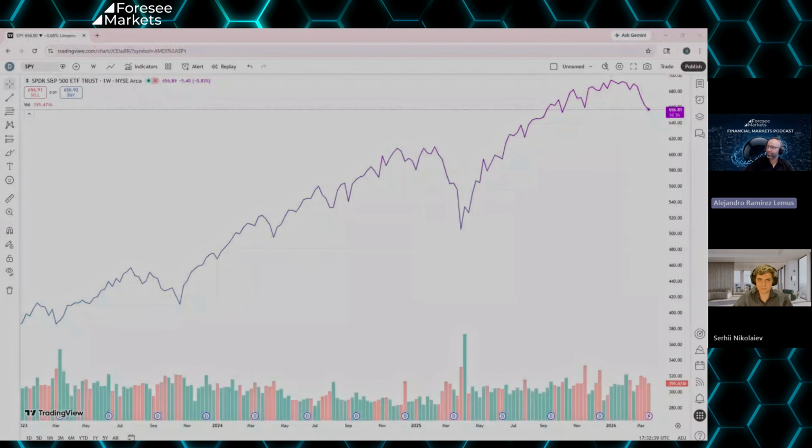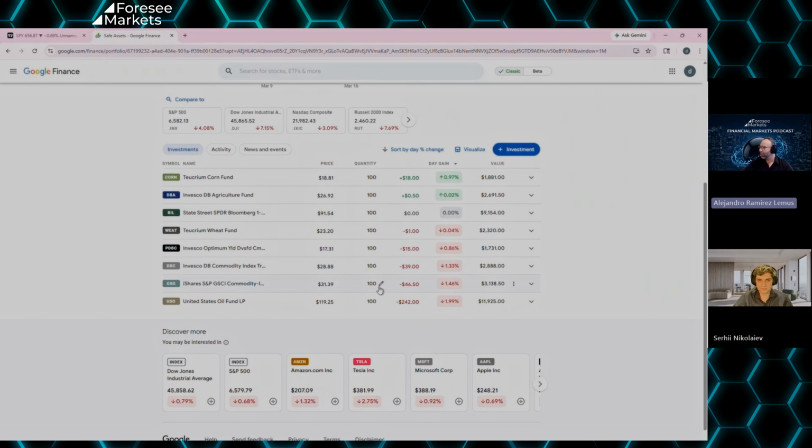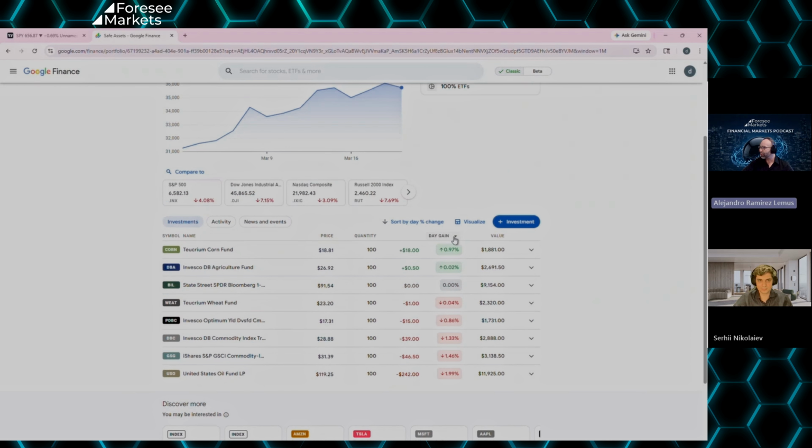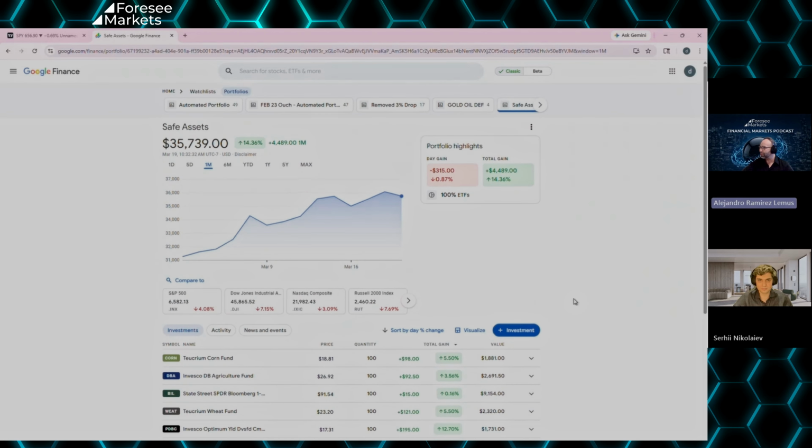Yeah. Well, one other thing that we can present to give some perspective on what we're showing is if we look at the safe asset portfolio that we created, if you notice, all the stocks that were doing well previously, they're actually having drops, but their overall total gain has continued, right?